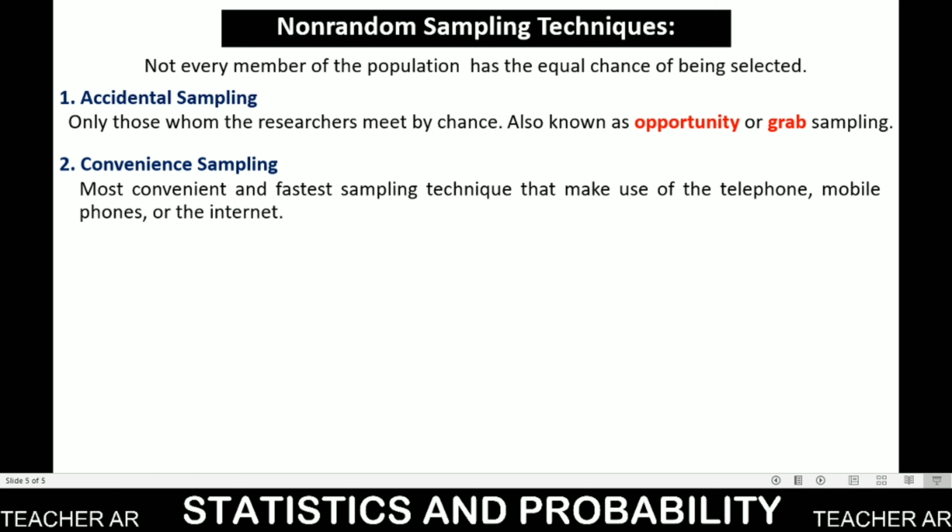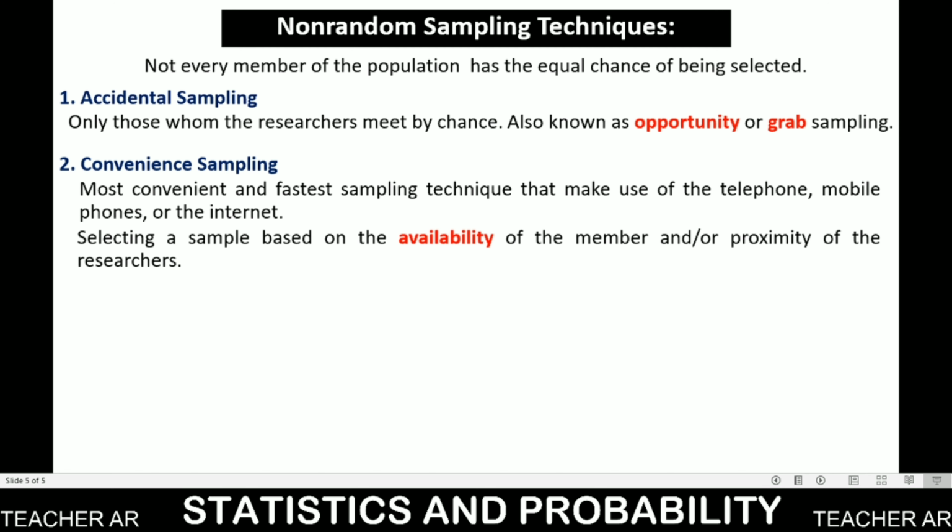Now, in selecting the sample in convenience sampling, we select it based on the availability of the member and or proximity of the researchers. Ibig sabihin, pumipili tayo ng sample based on the availability of the members, kung sino-sino yung mga nagre-response ng chat, call, text, or emails, kung sino yung convenient, sila yung magiging part ng ating sample. Sila yung maisasama natin sa ating research. That is our convenience sampling.